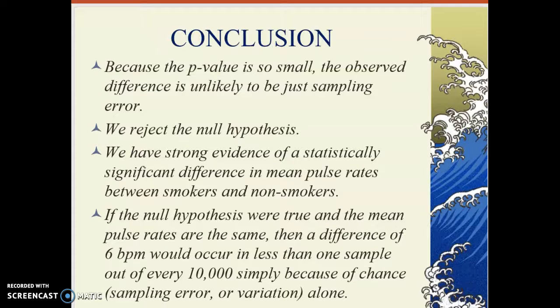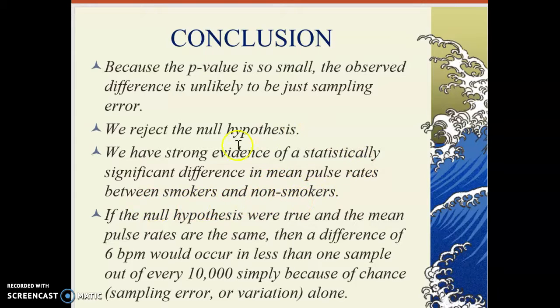Alright, let's conclude this thing. Because the p-value of approximately 0.0001 is so small, the observed difference in these two means is unlikely to be just sampling error. We're going to reject the null hypothesis. We have strong evidence of a statistically significant difference in mean pulse rates between smokers and non-smokers.